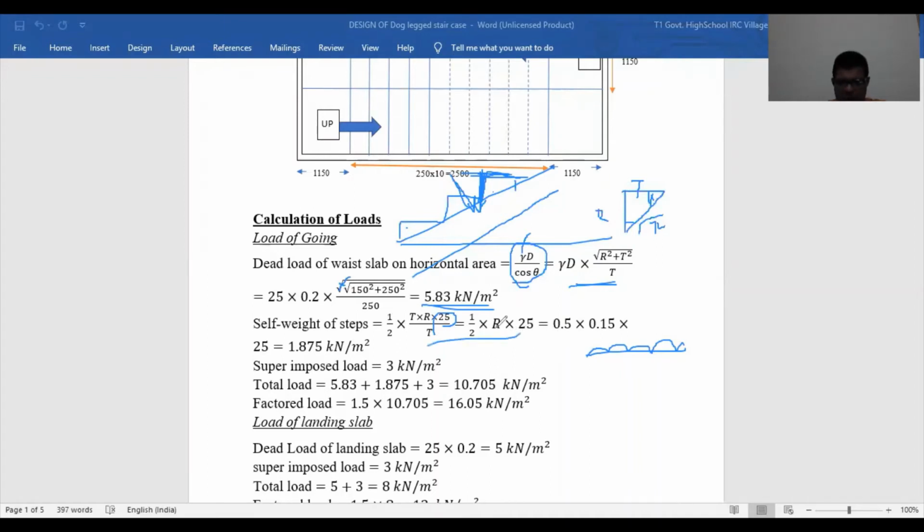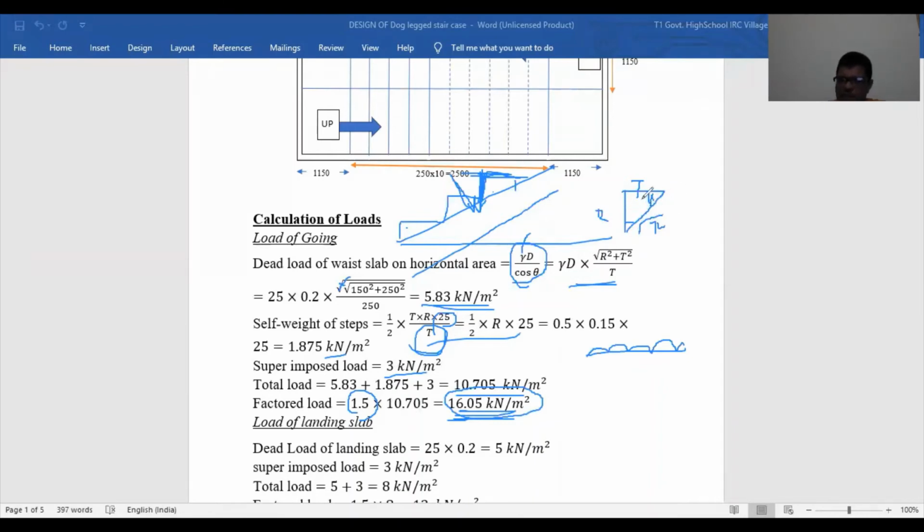So here we will find the total weight of the steps per tread, again divided per meter width, so divided by tread. That comes out to 1.875. Superimposed load is given as 3 kilonewton per meter square. Then add all these values, so it becomes 10.70, and multiply by 1.5 to find the factored load. So now 16.05 kilonewton per meter square is the loading on the inclined slab.